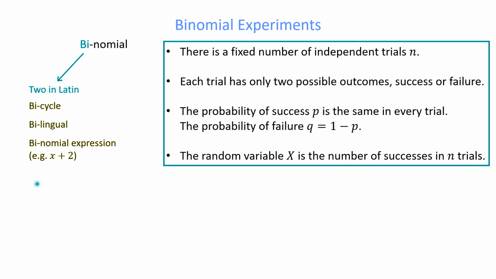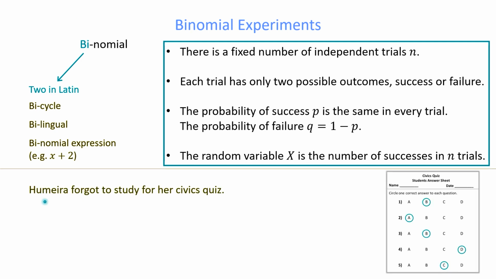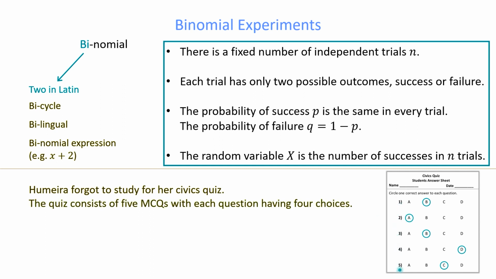Many probability experiments can be reduced to binomial experiments like this example here. So Humera forgot to study for her civics quiz. Now you can see there's 5 multiple choice questions. And for each of these questions there is 4 choices. And there's only one correct answer.